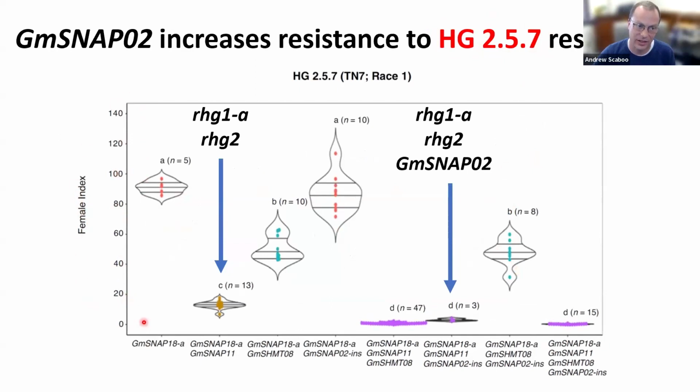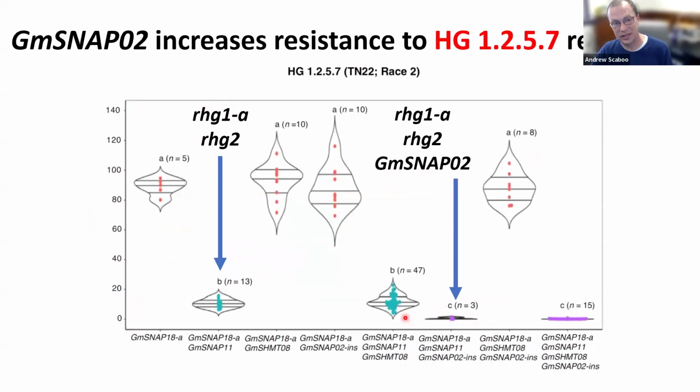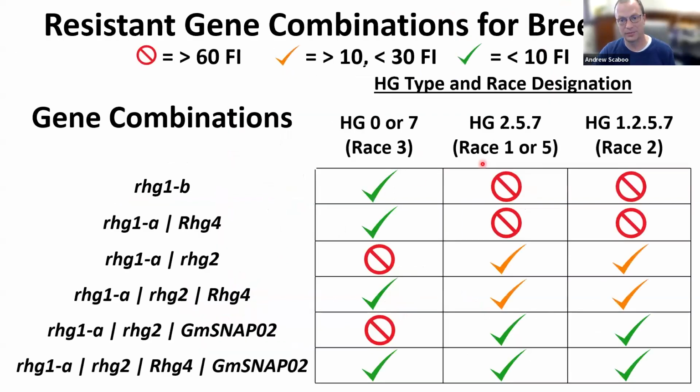This is the same setup as before. We have female index, and then we have our allele combinations. So here's just our RHG1A and RHG2. When we include this non-functional SNAP mutation, then we reduce almost to zero. Usually it's around zero for 257, and that was shown to be a significant reduction. And then we also have the same type of phenotype with our 1257. So we go from just this 2-gene stack at around 15 to 20% female index, and we drop that to zero when we add SNAP-O2.